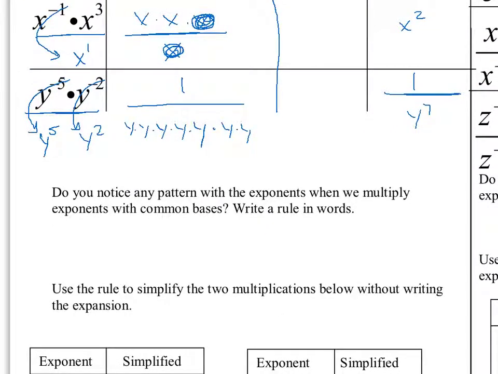Okay. Now, looking back at this, we remember our rule from yesterday. When we were doing multiplications, what was our rule that we used yesterday, Emmanuel? We add the exponents and the base. Add the exponents, and what happens with the base? Base stays the same. All right. Add the exponents, base stays the same. Wait, how does the base stay the same?